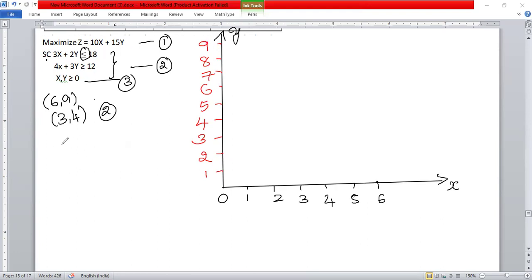Okay, the first equation point is 6, 9. Yes, very good, 6 comma 9. 6 is the x-axis, 9 is the y-axis. Okay, now we are going to join these two points this way. Now, after the first line, we are going to decide whether to shade it inside the origin or outside the origin.